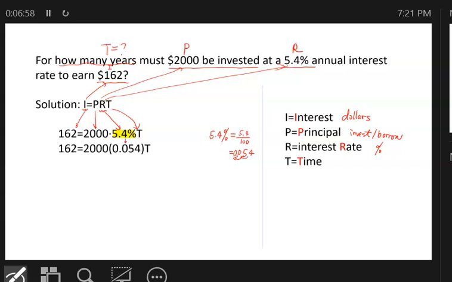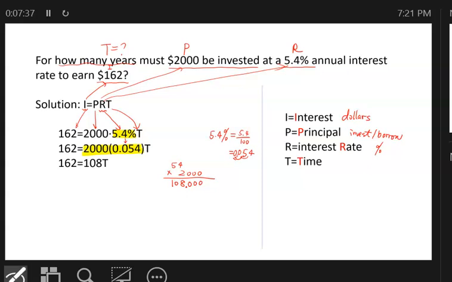Now in order to get T by itself, we try to simplify as much as possible. Since these two numbers can be multiplied, recall the rule for multiplying decimals. We ignore the decimal points, so we multiply 2,000 times 54. After we multiply them, we get 2 times 4, that's 8, 2 times 5, that's 10. Now we have three decimal places, which we put in the answer. That gives us 108 for the multiplication.